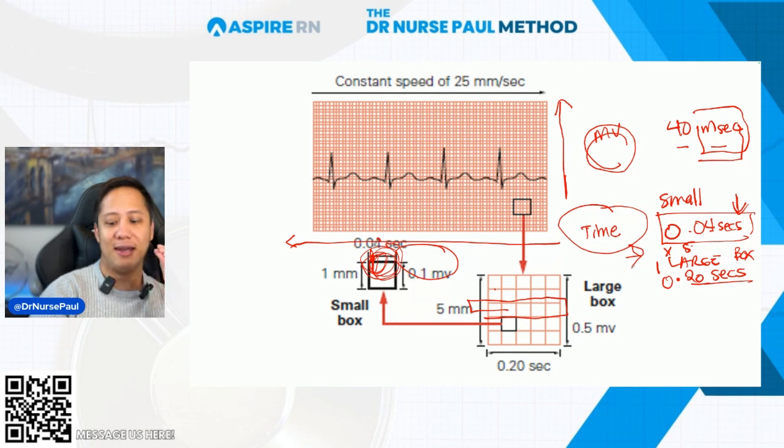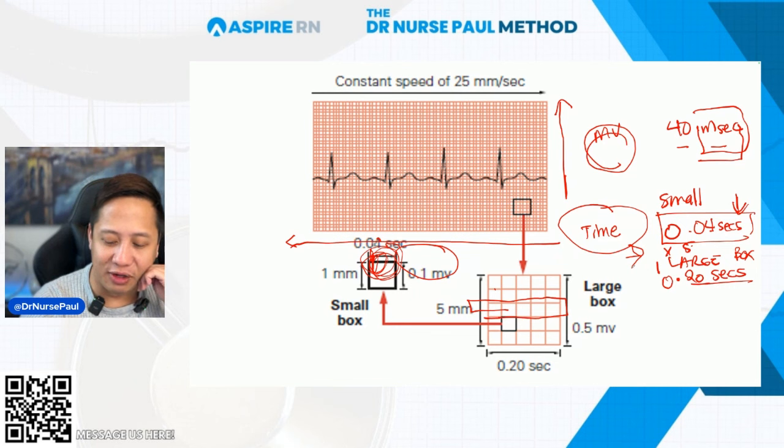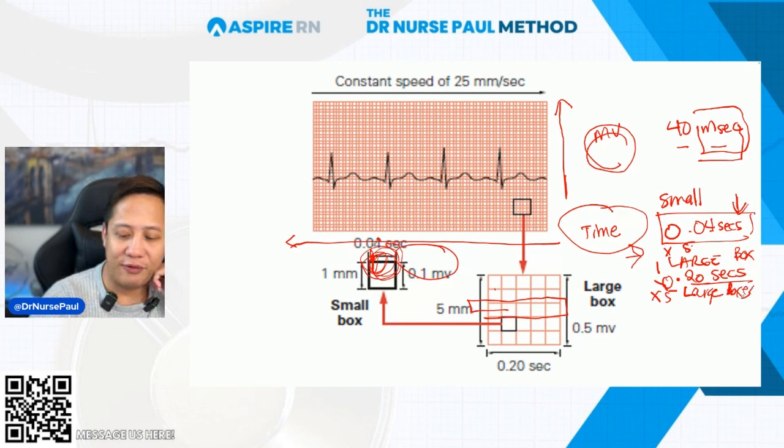0.20. Now, what if I put five large boxes together? Five large boxes form how many? Times five large boxes is how many?